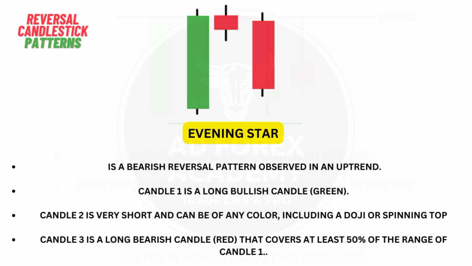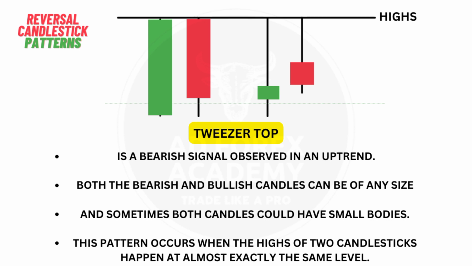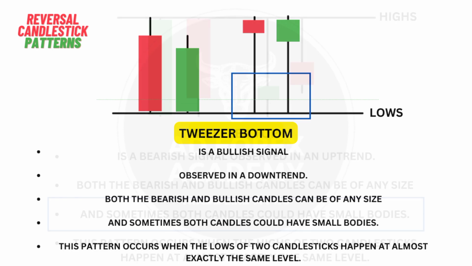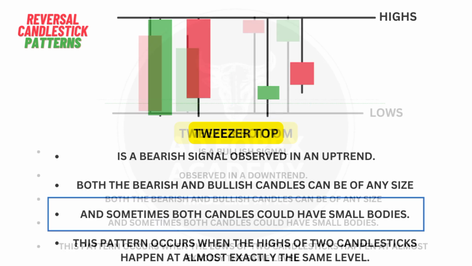Lastly, let's discuss the tweezer top and tweezer bottom patterns. A tweezer top pattern occurs when the highs of two candlesticks occur at the same level, indicating a potential bearish reversal in an uptrend. On the other hand, a tweezer bottom pattern occurs when the lows of two candlesticks occur at the same level, suggesting a potential bullish reversal in a downtrend. Keep in mind that these patterns are most effective when observed at resistance levels for the tweezer top and support levels for the tweezer bottom.